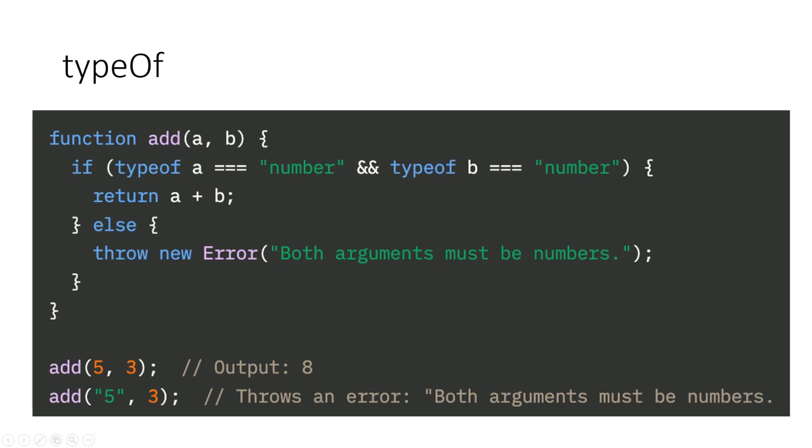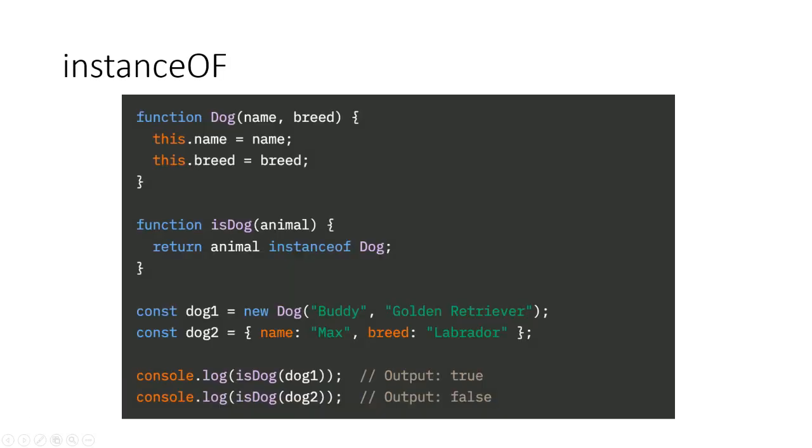So you can use this typeof operator to check for the types, and then go about your logic depending on what type it is. So that's an example of typeof.